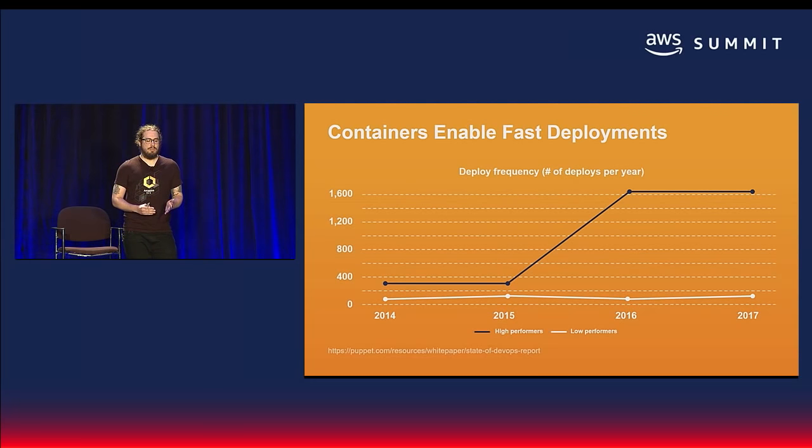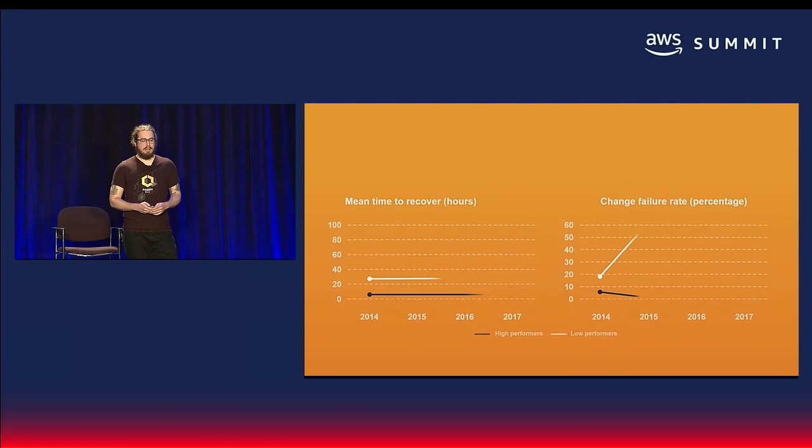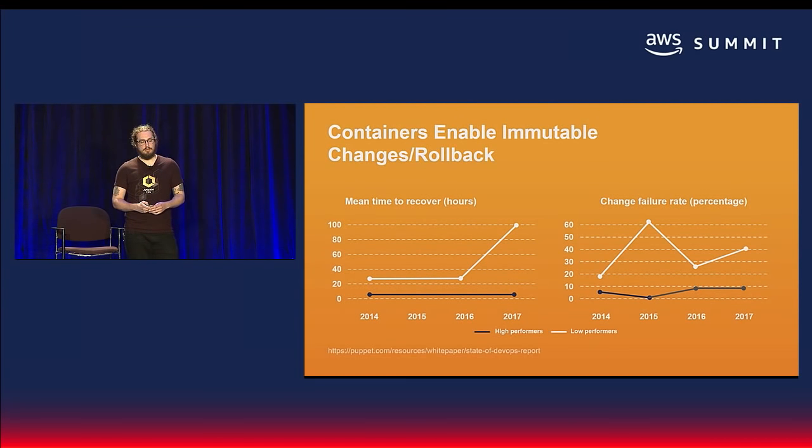So why did that happen? Well, we started to see in 2016, 2017, wide adoption of containers across many different organizations. And so containers enable fast deployments because it gives you this reliability, this ability to know that I've built my container and I'm able to push it out across all these different environments very quickly and very reliably. That also goes to how changes can be immutable and rolled back.